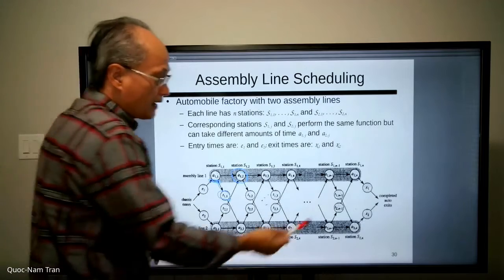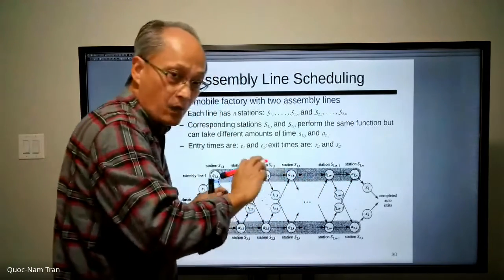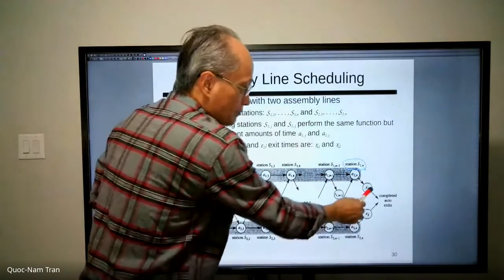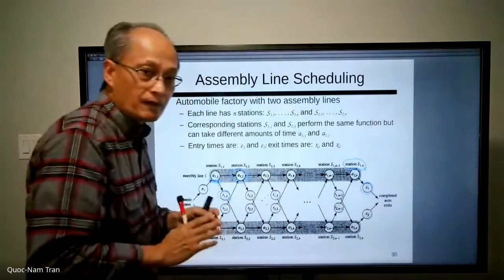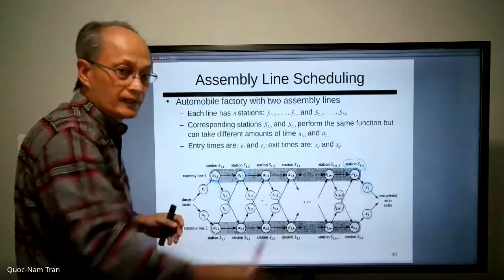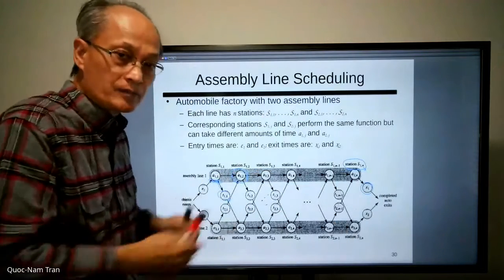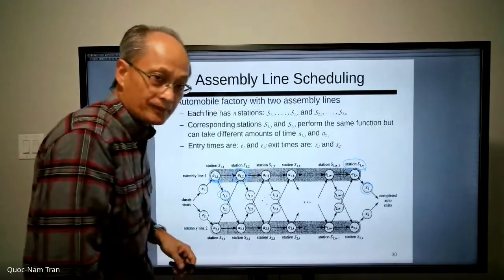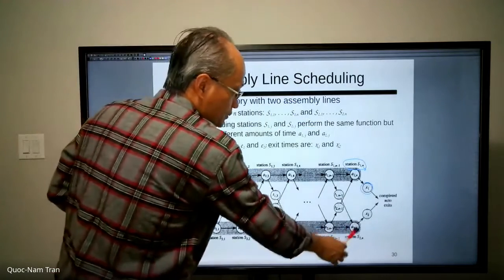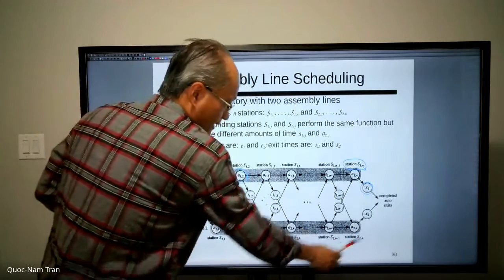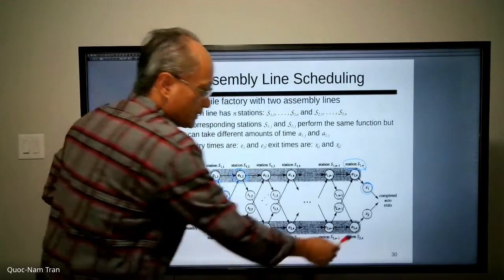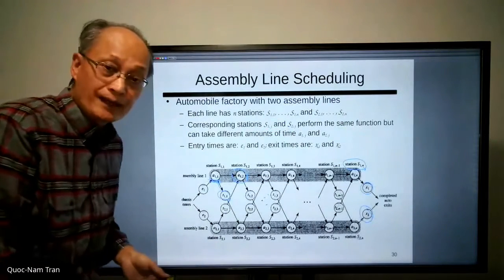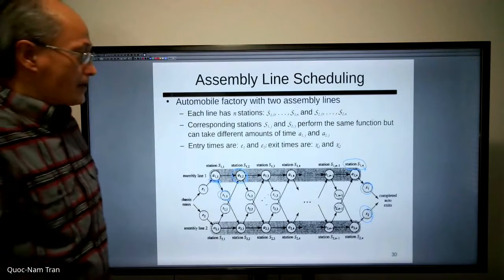And then after the car goes out of the last station of assembly line 1, it may take some time to deliver the vehicle to a storing place. In general, we call it X1 time. Same thing for station S2M of assembly line 2, it may take X2 time for delivering the car. Okay, so that is what we have.